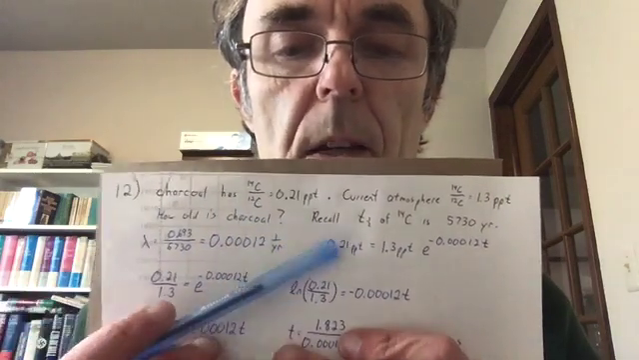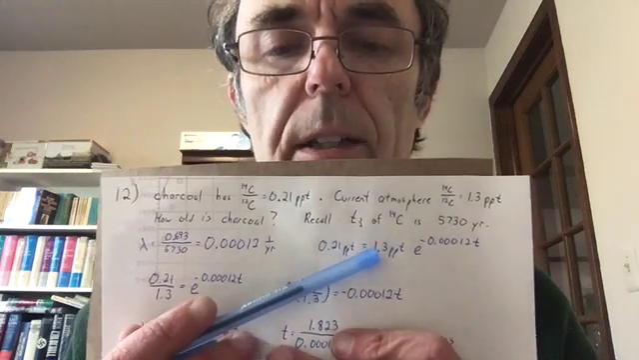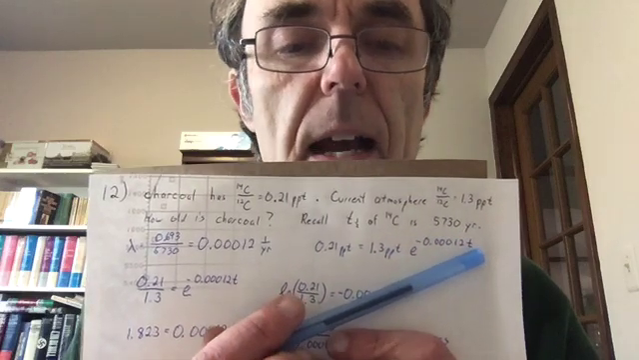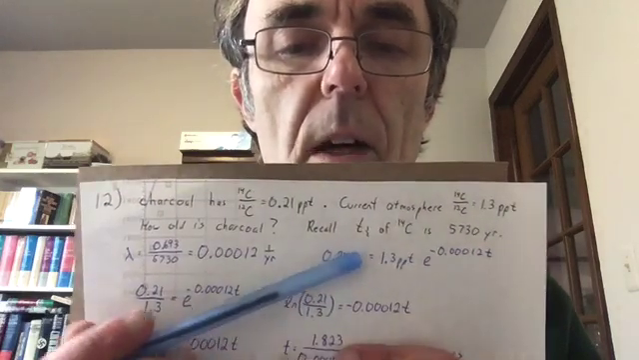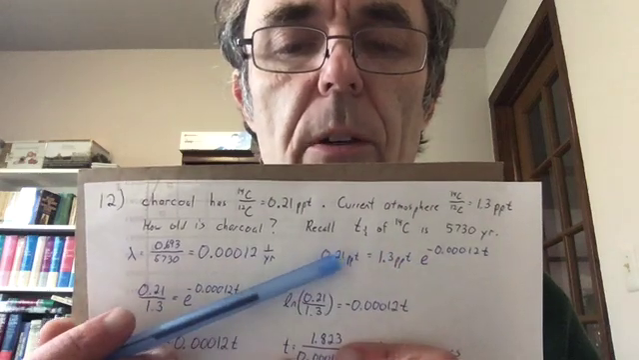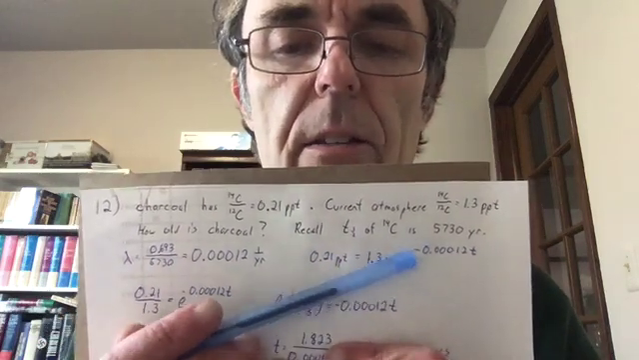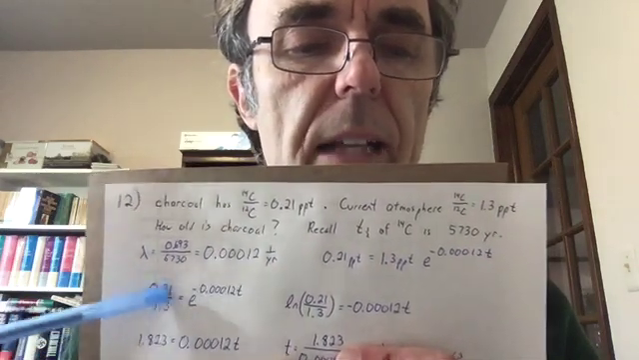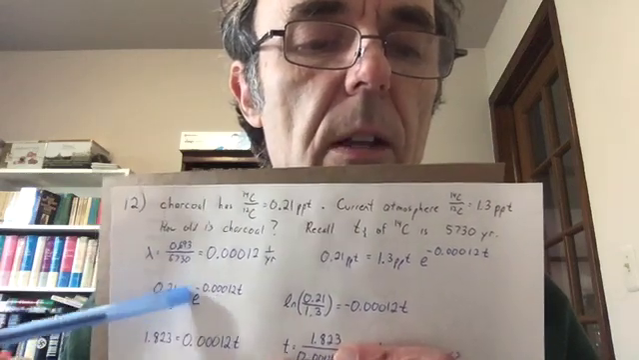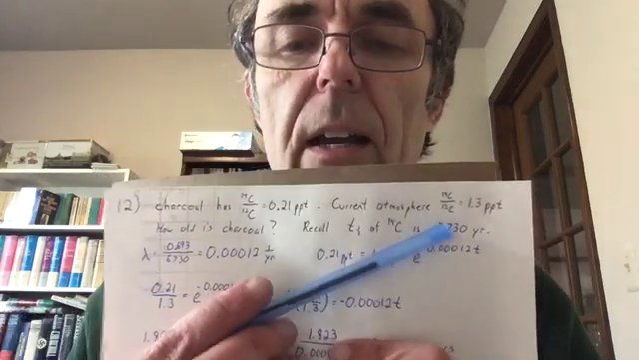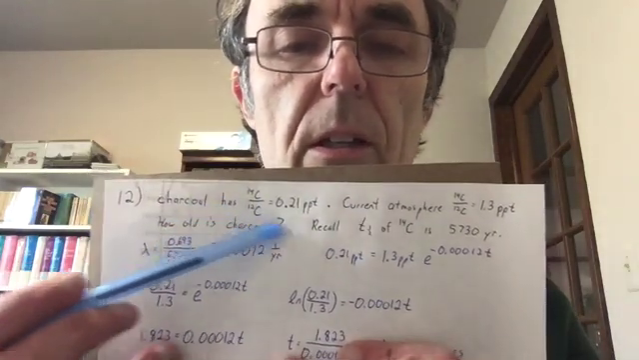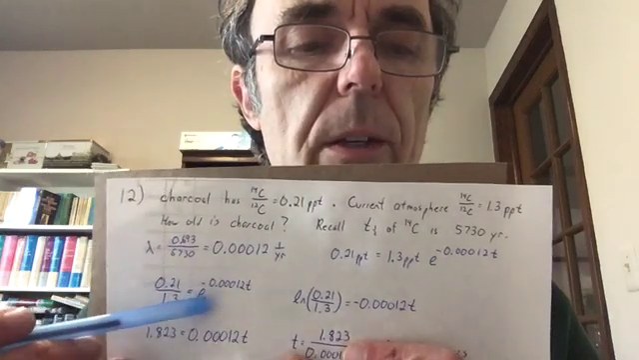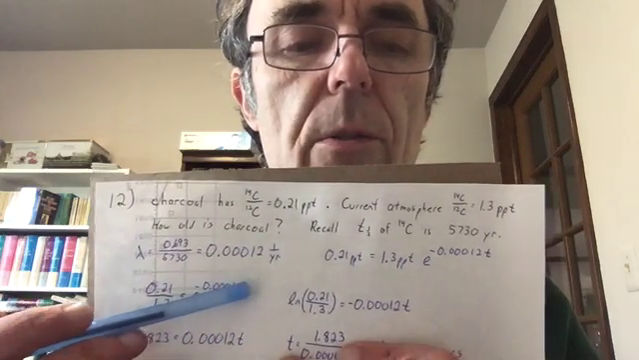everything works out. So 0.21 parts per trillion equals 1.3 parts per trillion times e to the minus decay constant times time, and the time is what you're looking for. Well, it doesn't really matter whether these units are parts per trillion, 10 to the minus 12, or anything else, as long as they're the same units. When you divide by the 1.3, the parts per trillion always cancels. This is a dimensionless number. It's just a ratio. So I didn't really even have to specify what the units were, as long as both numbers have the same units. You're good. So you get 0.21 over 1.3 is equal to e to the minus 0.00012 times time.